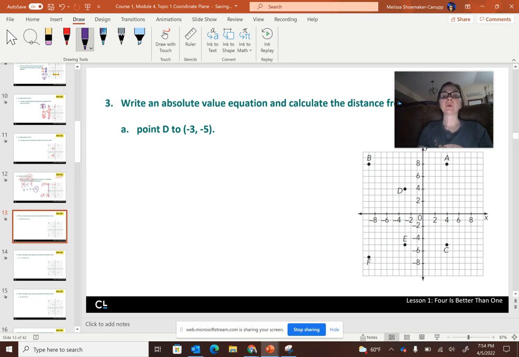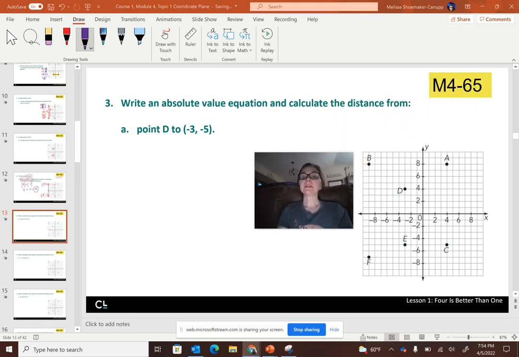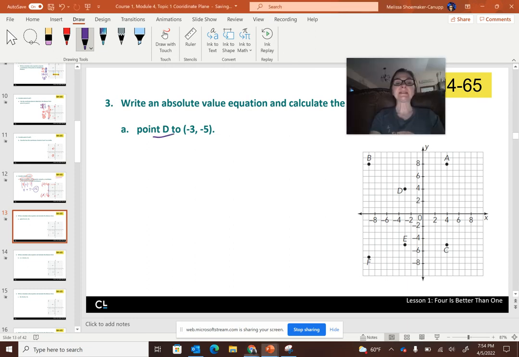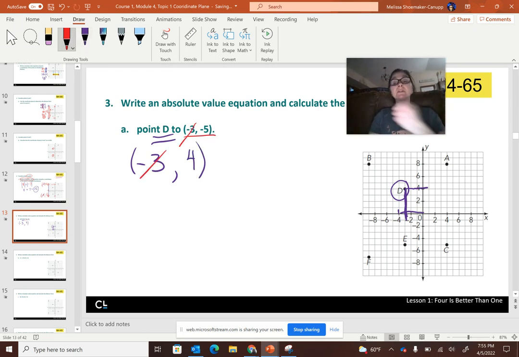Write an absolute value equation and calculate the distance from point D. Okay. So I'm going to get the coordinates for point D. I know the X is first. I have to go over here to -3. And then my Y is going to be a 4. So comparing that to the one that they gave me here, I can see that the -3's are the same. Okay, so I'm going to ignore them. There's no distance between the same number. So I'm going to write the absolute value.